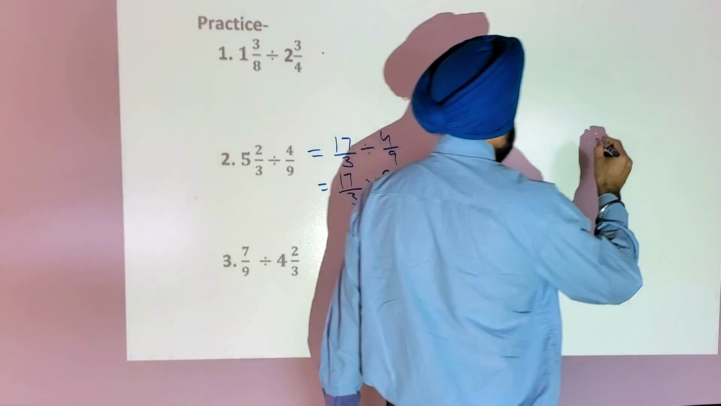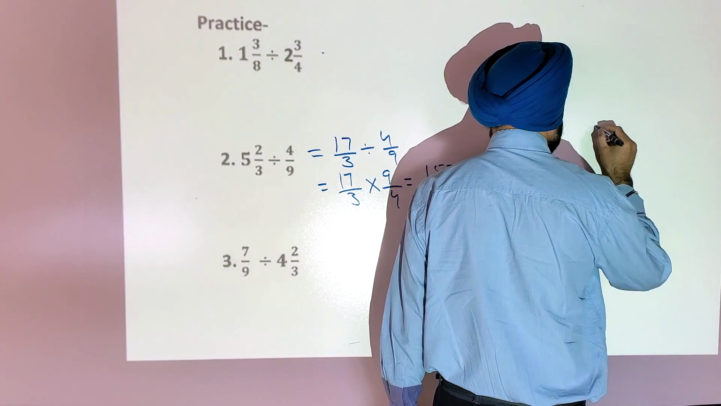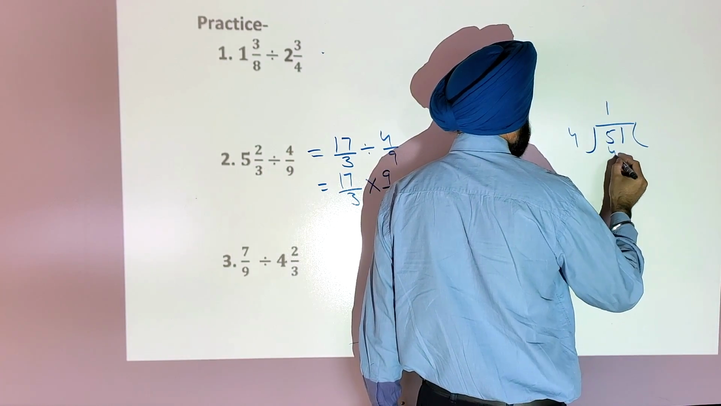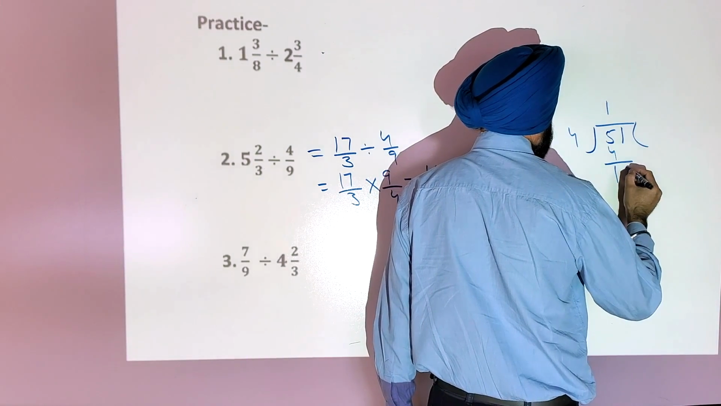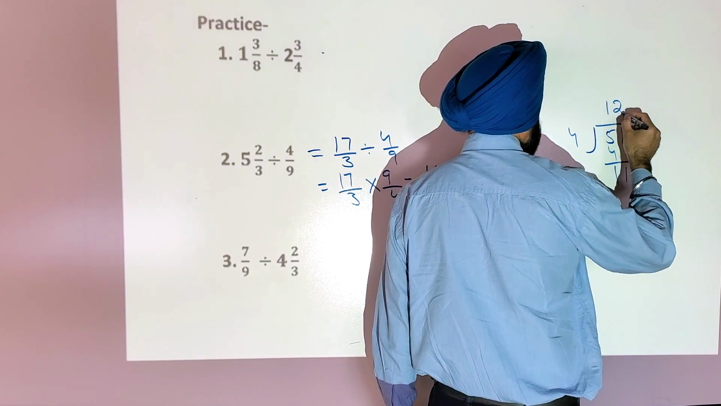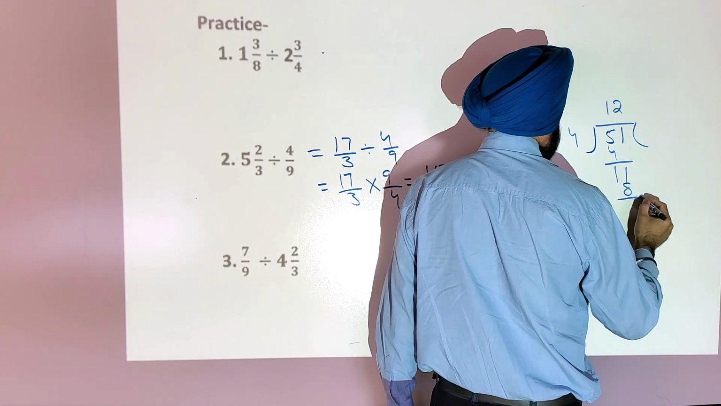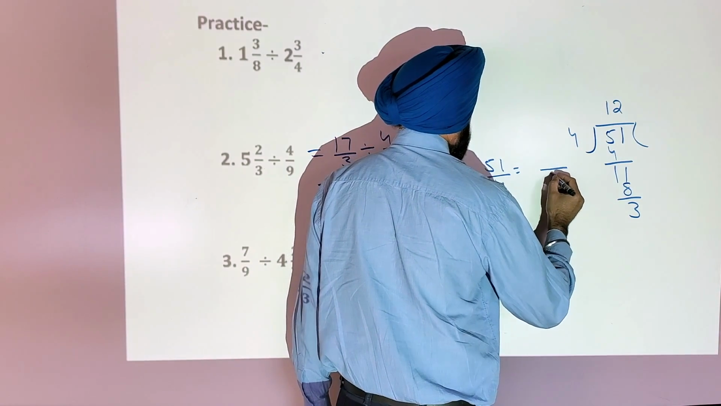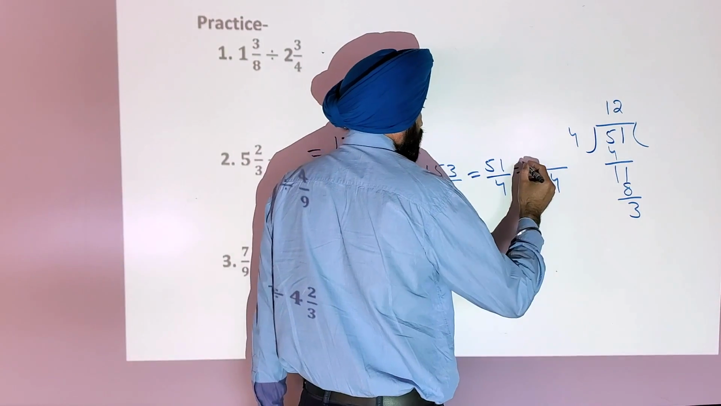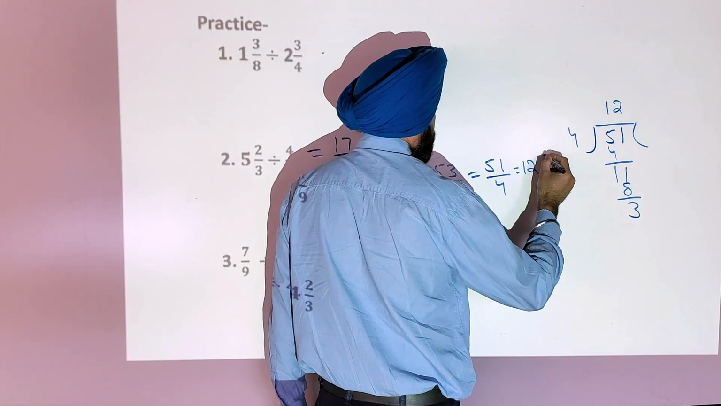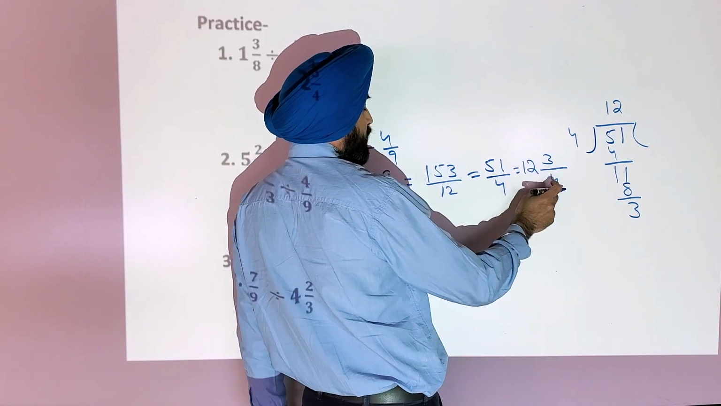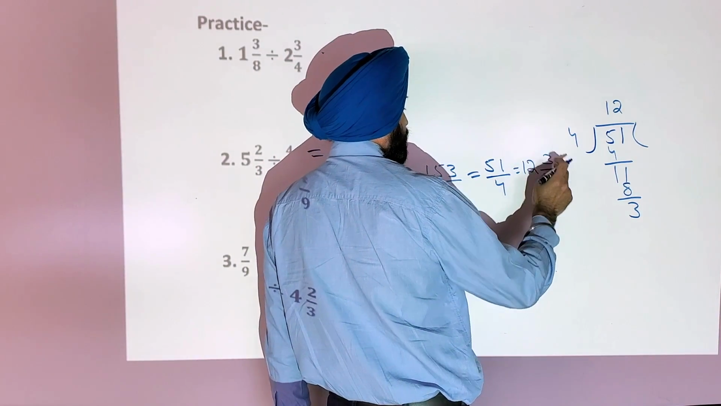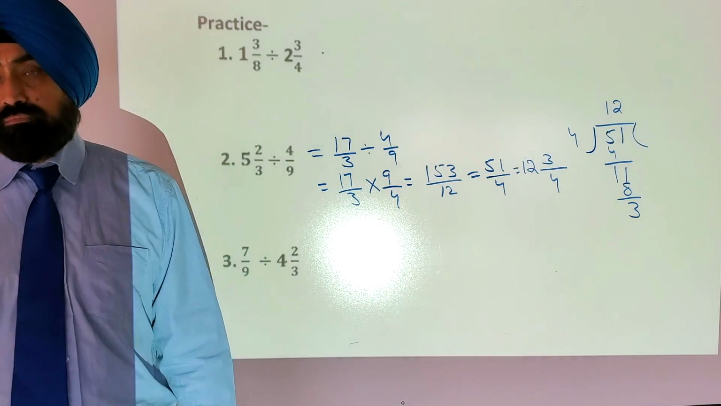So what you'll do: 51, you divide by 4. 4 times 1 is 4, you get 1. Bring 1 here. 4 times 2 is 8. So the remainder is 3. So what we'll do: write the denominator as it is, 4. Write the quotient here, and 3. Check: 12 times 4 is 48. 48 plus 3 is 51. So 12 and 3 over 4 is the mixed number.